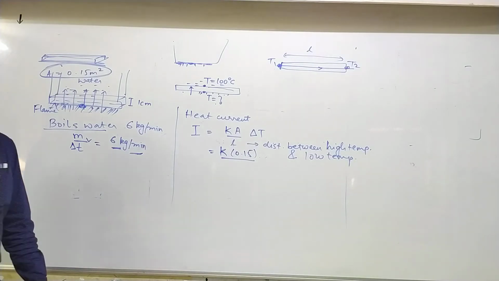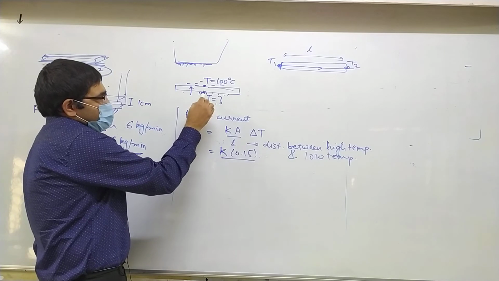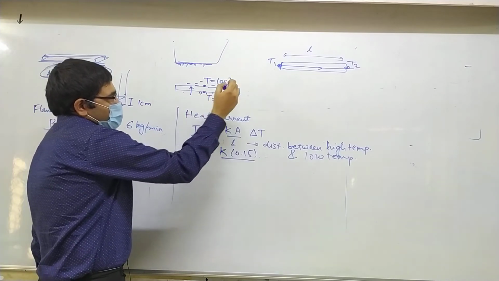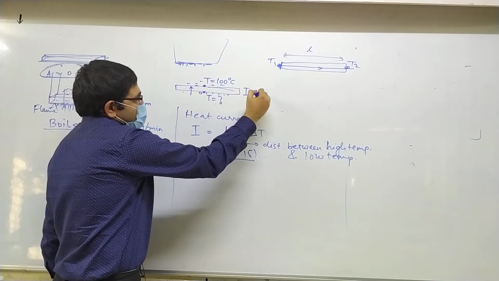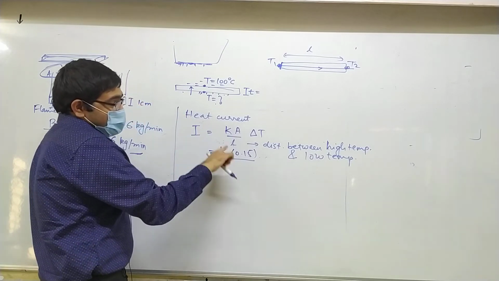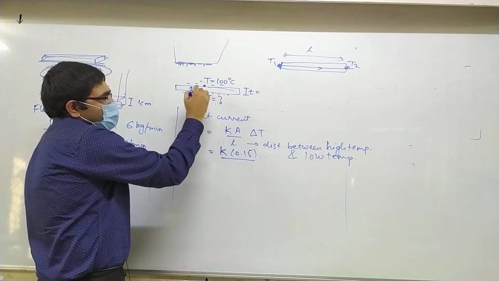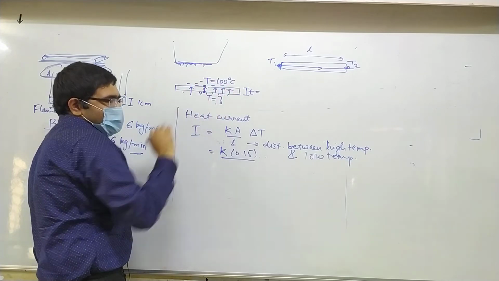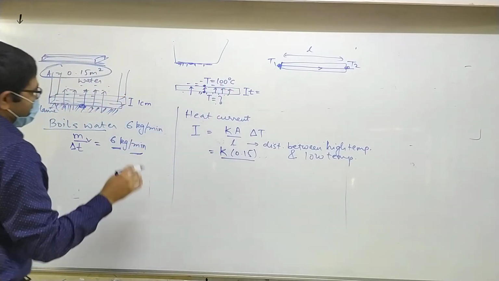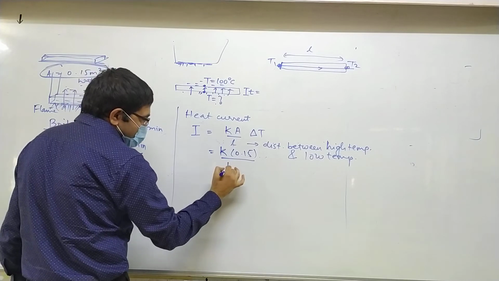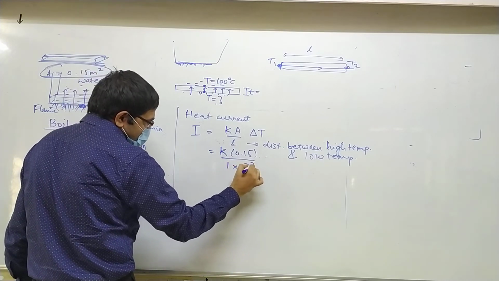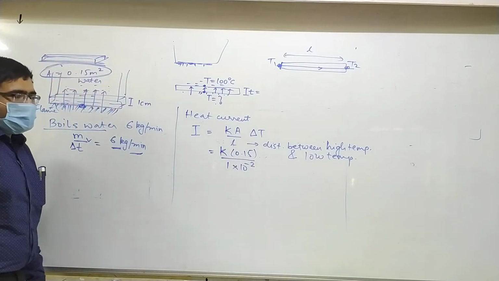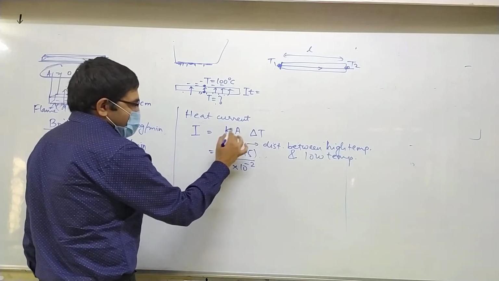Okay, that's clear, right? So L here is the distance between higher temperature and lower temperature point. So this is T, that is thickness. In this case, this L is actually T because heat will flow from higher temperature to lower temperature like this. So here instead of L I should be writing thickness, that is 1 centimeter. So 1 centimeter converted to meter. Okay. So this is KA by L.